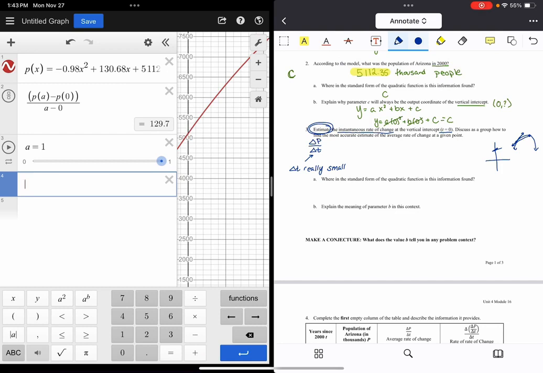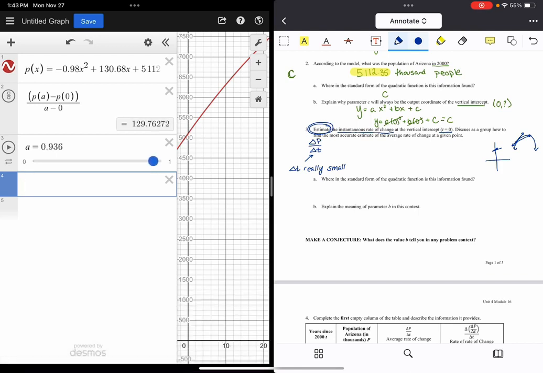Now I put in the letter A, and just to have you look, if we found the slope between 1 year, so 2001 and 2000, we would get 129.7 people per year. But I can make that interval a little smaller, so let's say we go to about 0.9, now we're up to 129.7 people per year. And so we can keep shrinking this, but you might be going, well, why don't we shrink it to 0? But if you shrink it to 0, then I get a number over 0 and I can't divide by 0. So we want to get as close to 0 without actually hitting 0.